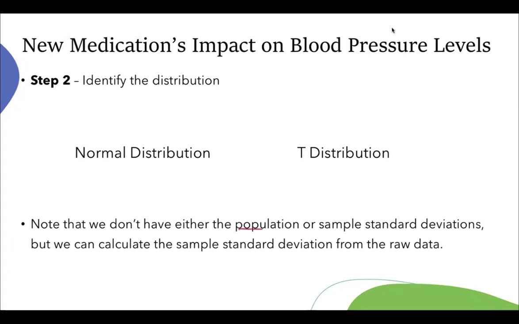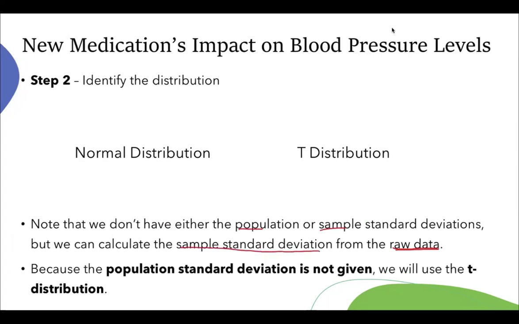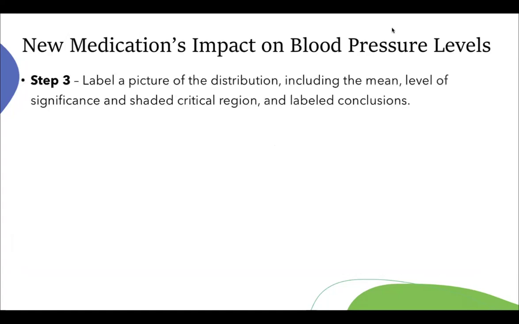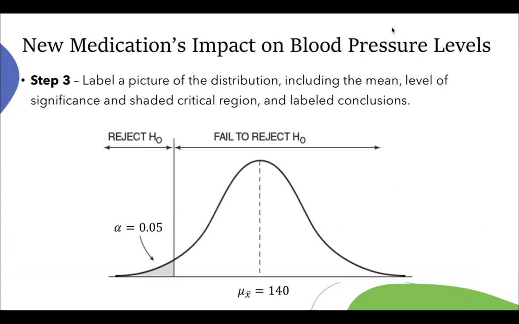Okay, we don't have either population or sample standard deviation, but we have the raw data, and from that we can calculate the sample standard deviation. Therefore, we are using the t-distribution. Okay, we're going to go create our picture now. This was about lowering blood pressure. So lowering means we're going to look at blood pressures on the left side of the curve, which is like this. Okay, so our rejection region is on the left side. We're going to shade in the bottommost 5% for a 5% level of significance.